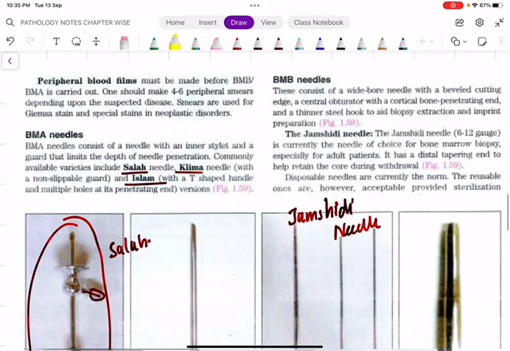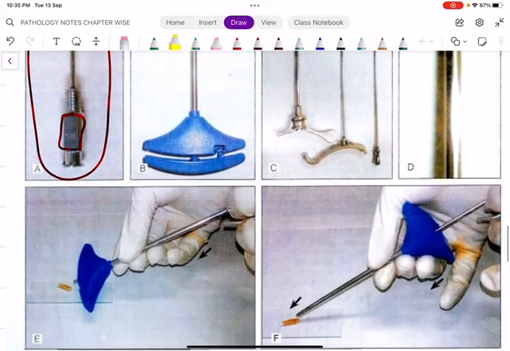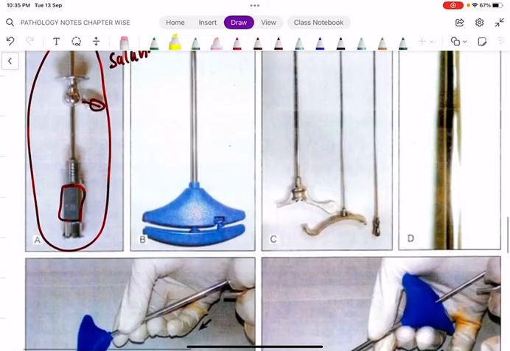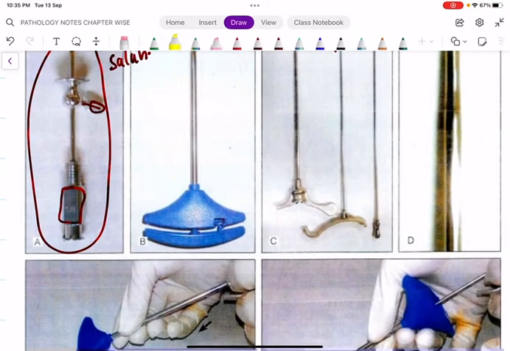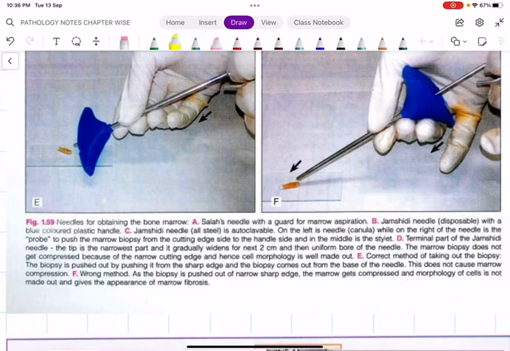The Jamshidi needle gauge size is 6 to 12 gauge. There is no need to remember all this. You should just know how to identify the slide. What is the picture? The needle. This is Jamshidi and this is Salah, Klima and Islam. Once any of these needles is kept, they will ask what it is. You say it is a bone marrow aspiration needle, or a bone marrow biopsy needle. Then they will ask about the indications and complications. We have already discussed the indications and contraindications.